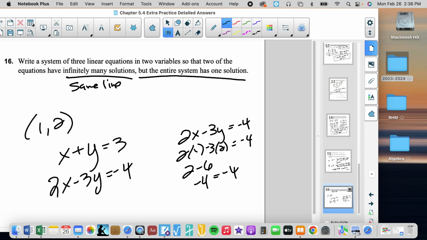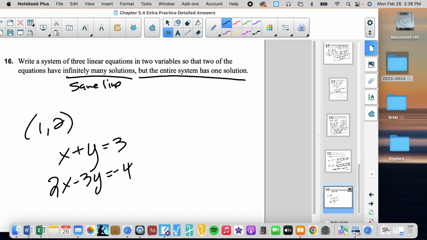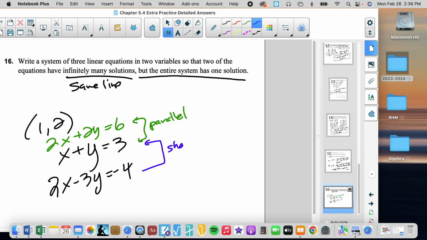That means that these two only share that point. And now we have to write an equivalent equation to x plus y equals 3. So let's just multiply everything by 2. So you get 2x plus 2y equals 6. So these are going to be parallel. And then this is going to share the point 1, 2, and this is going to share 1, 2 with that.